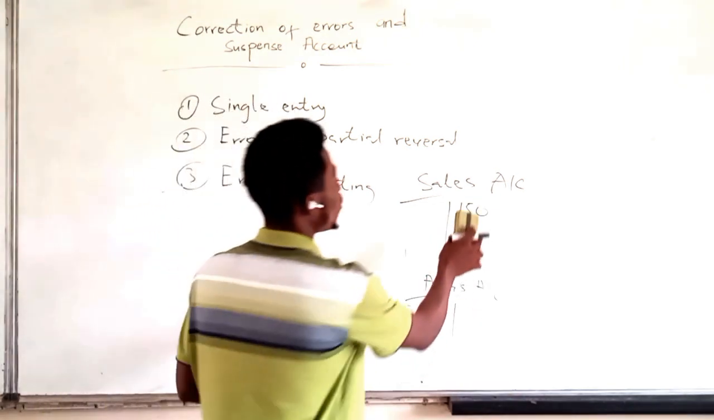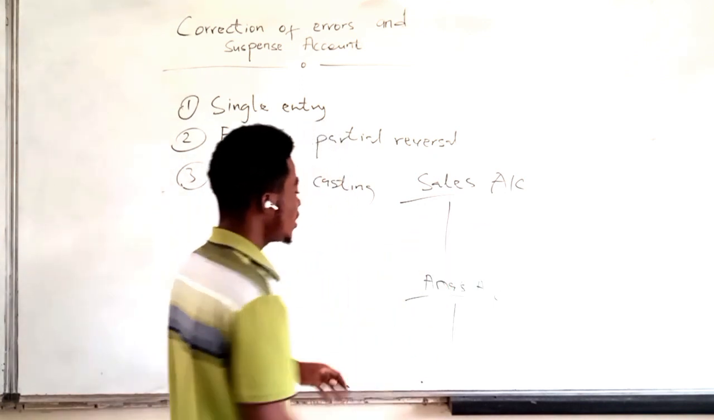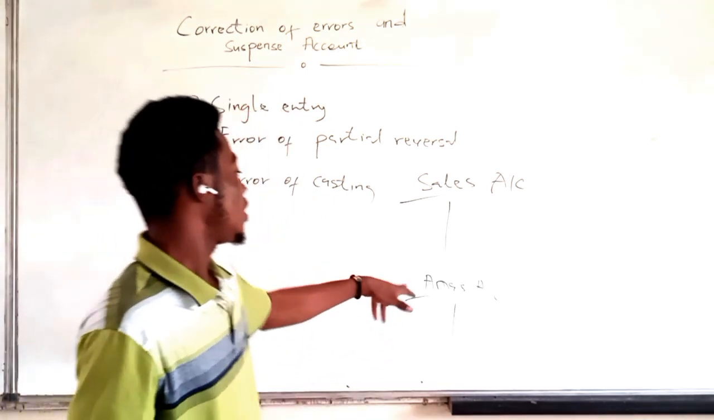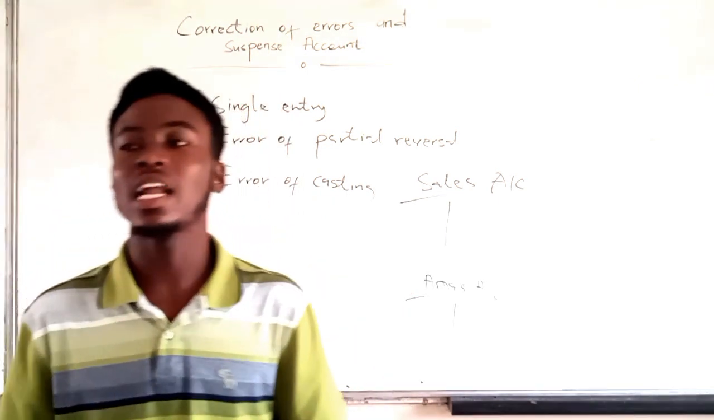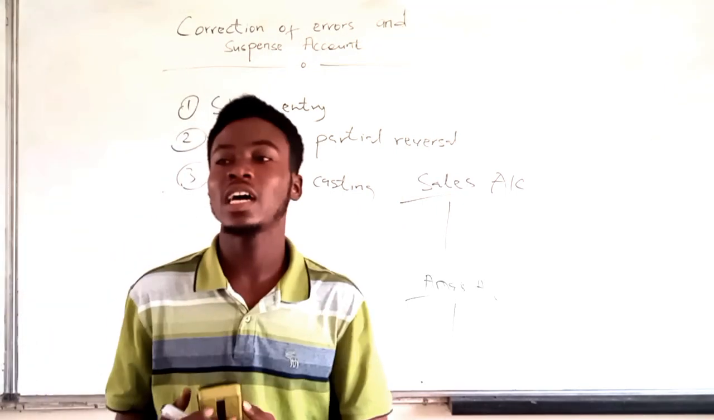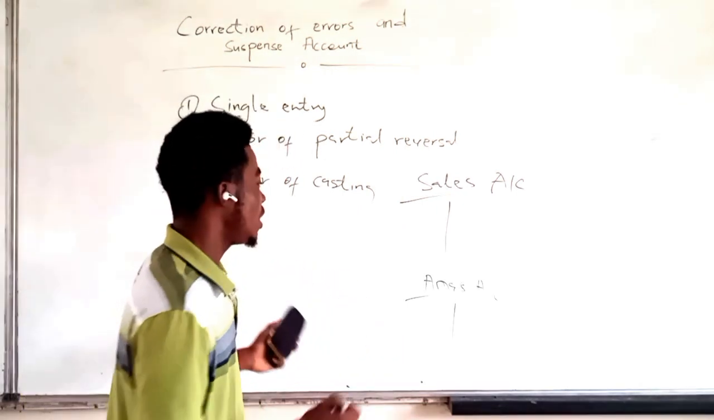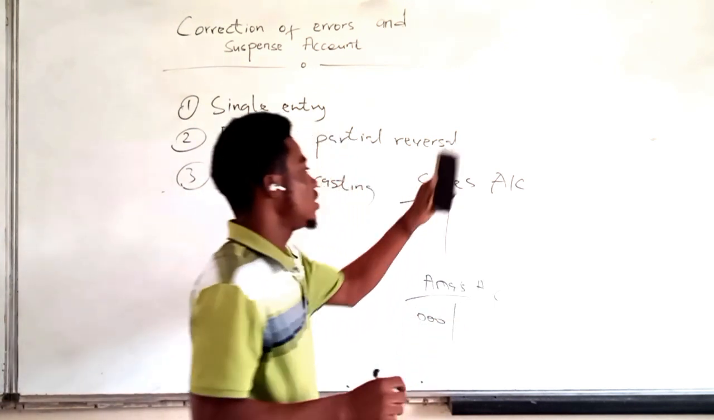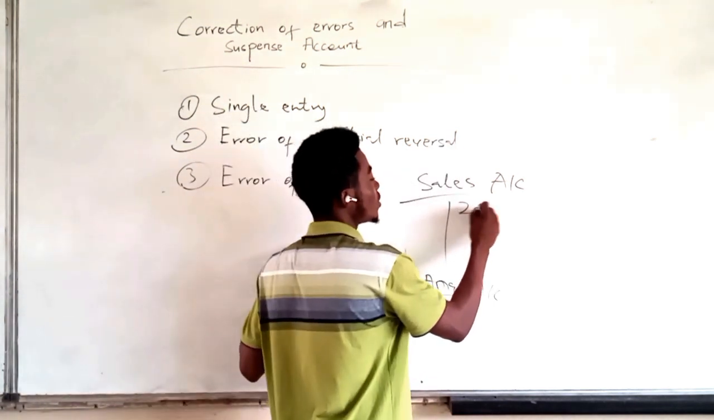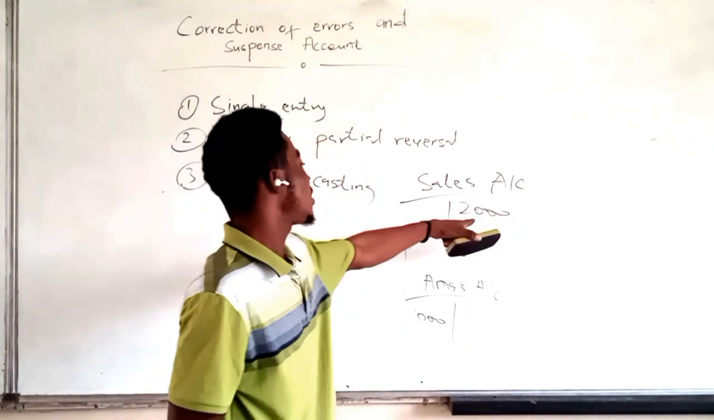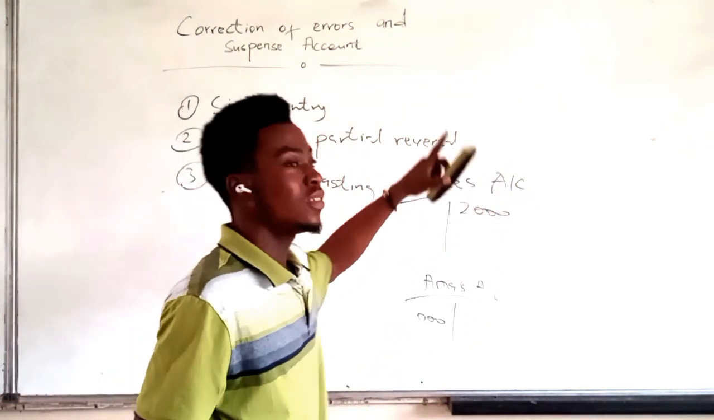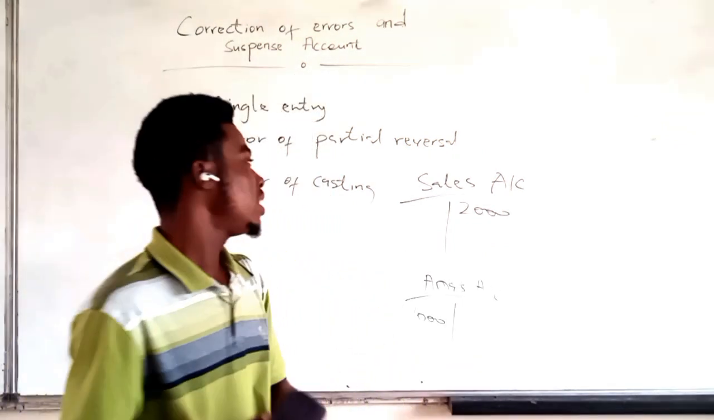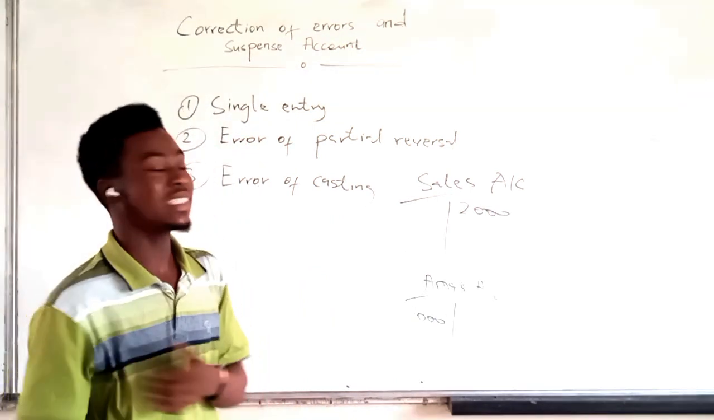So let's go to the error of overcast. Same thing, we are supposed to record a transaction: debit Ama's account with 1,000 Ghana and credit the sales account with 1,000 Ghana. But we debited Ama's account with 1,000 Ghana and then credited the sales account with 2,000. It shows that the sales account was to be credited with 1,000 Ghana, but because of the error of overcast, it was made 2,000. So this is the error of casting.